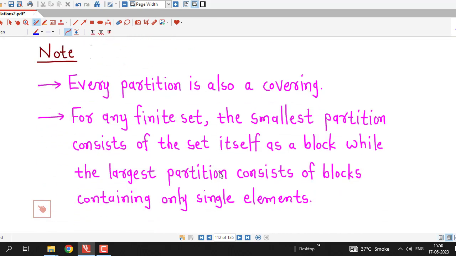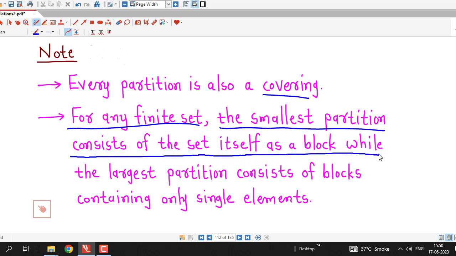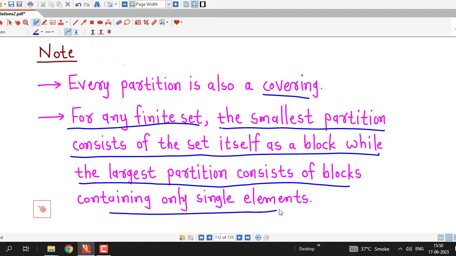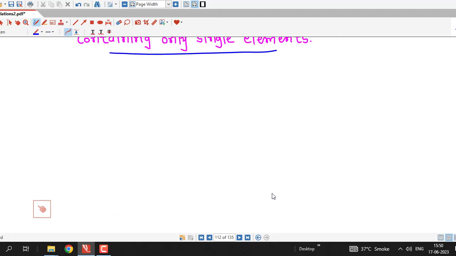And these are some remarks which we have already discussed. Every partition is also a covering, and the converse is not true. Every covering may not be a partition. If we have any finite set, then the smallest partition consists of the set itself as a block, while the largest partition consists of blocks containing only single elements, that we just discussed. So this is all about this session.